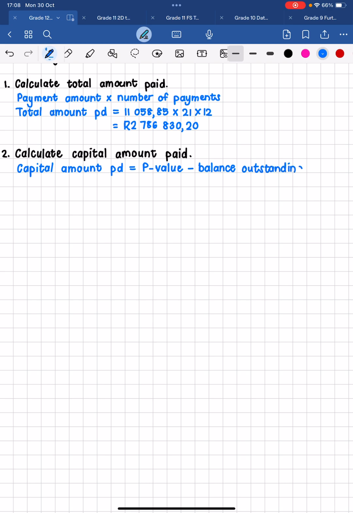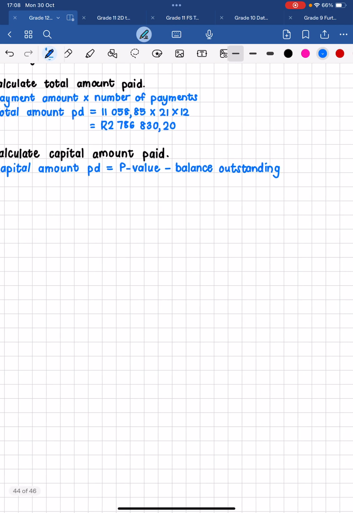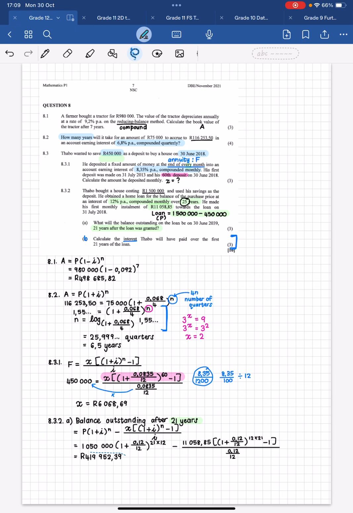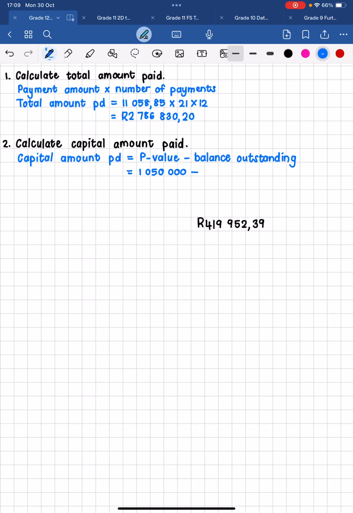Because the balance outstanding is what he actually still owes on the loan, right? So if we take the amount that he borrowed, the loan amount, and we minus how much he's still owing, that will tell us how much of the loan he's actually paid off. So remember that this loan that he took out was 1,050,000. And then the balance outstanding, let me quickly check what that was. I'm actually going to copy it across, otherwise I'm going to forget. I'm going to just write it neatly. 419,952.39.